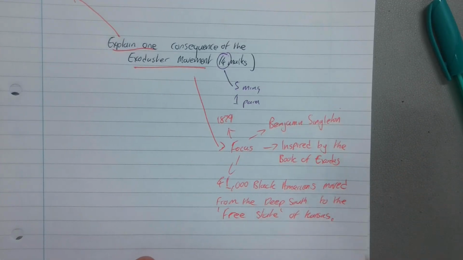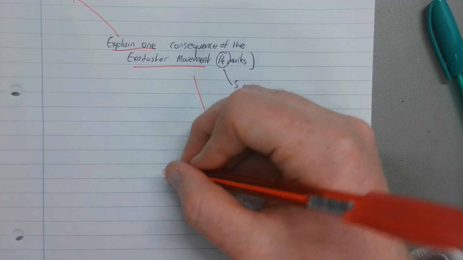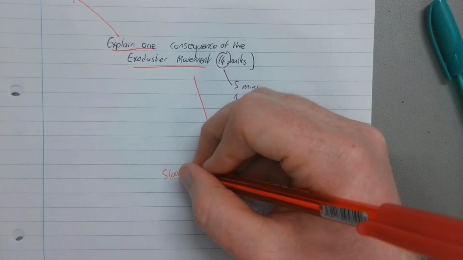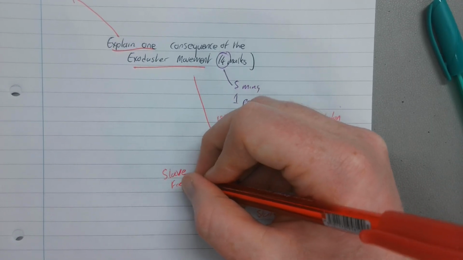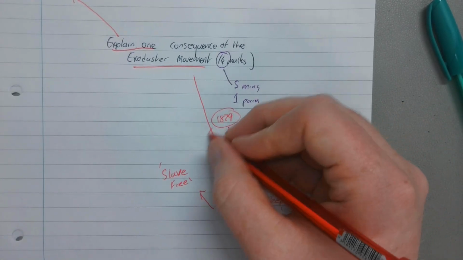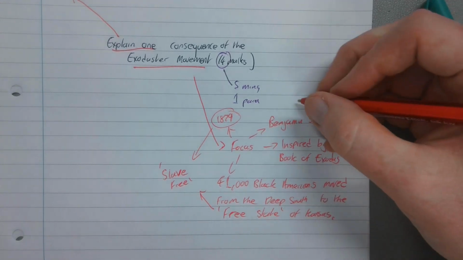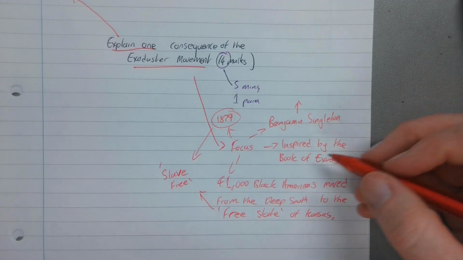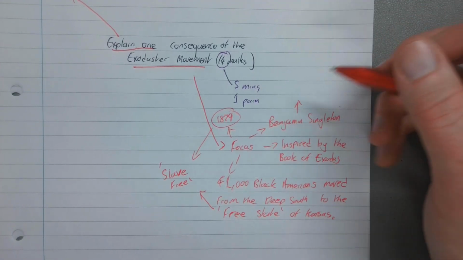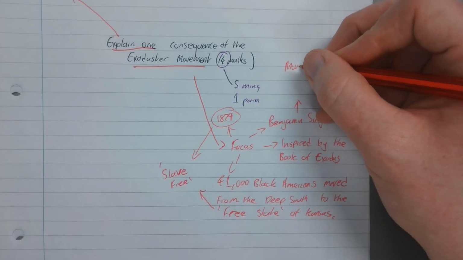I just want to clarify what I mean by free state. What that means is that it was slave free, as in slavery did not exist there. Now obviously by this point slavery has actually ended, but it's just still really important that the culture of slavery did not exist there. I think it's also probably really important that although they were inspired by the book of Exodus, they moved following a rumor.